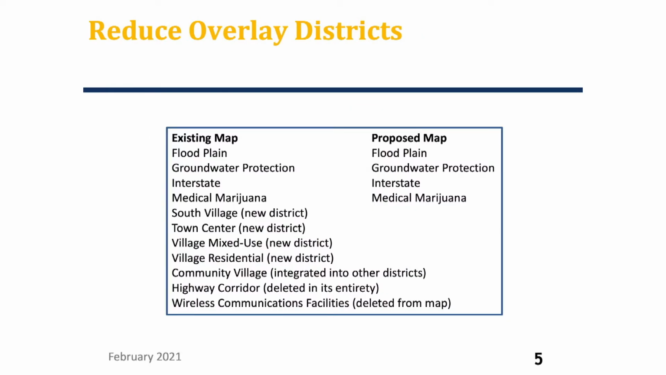Reducing the number of overlay districts, here you can see what's on the existing zoning map today. There's a significant number of overlay districts, and the proposed map will only have 4 overlay districts, which is in the right-hand column: the floodplain, groundwater protection district, the interstate overlay district, and the medical marijuana district.